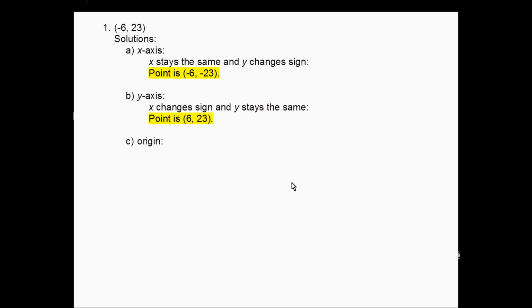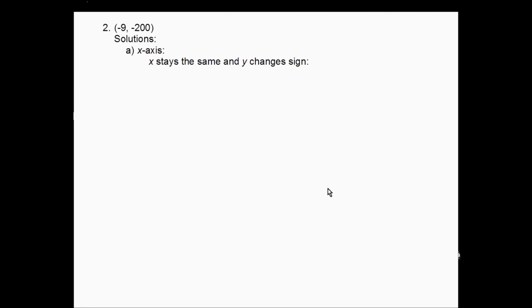Part C, the origin. Remember, both of them change sign. X changes sign and y changes sign. So my point is going to be 6, negative 23. So negative 6, 23 and 6, negative 23 are symmetric with respect to each other, which means symmetric through the origin. There we go. And let's try one more.